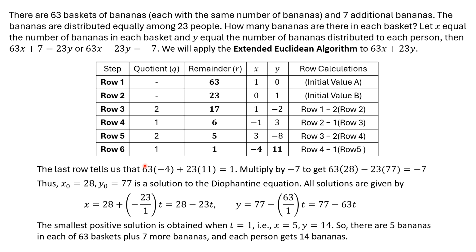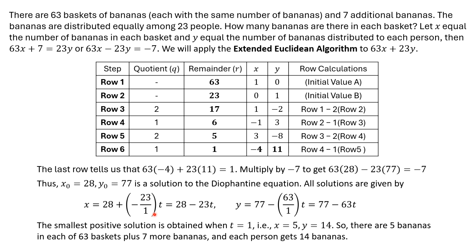So we have two things from this exercise here. Now we want to get this in this form here, but that's pretty easy. We'll just multiply this by minus 7, and so this first term becomes 63 times minus 4 times minus 7, which is 28. Then we have a minus 23, and then 7 times 11. So these two check out. And then we just have minus 7 times 1, and we get this here. Okay, so we have an initial solution. X sub 0 equals 28. Y sub 0 equals 77.